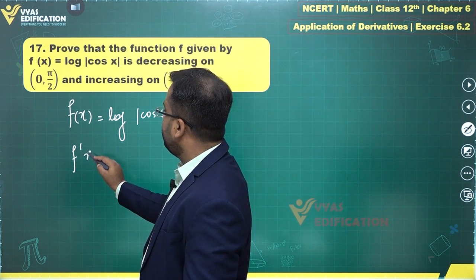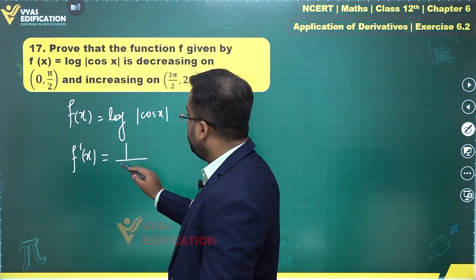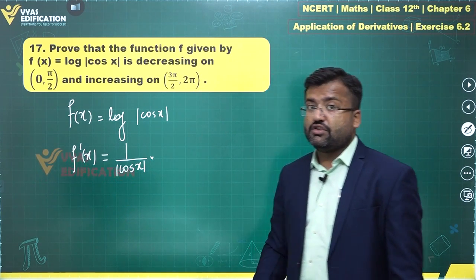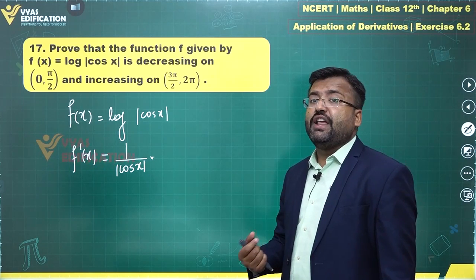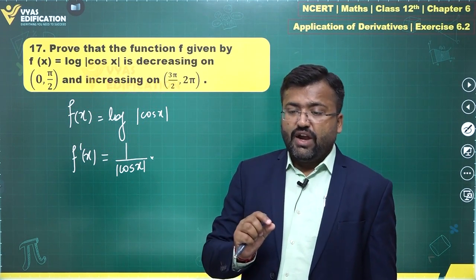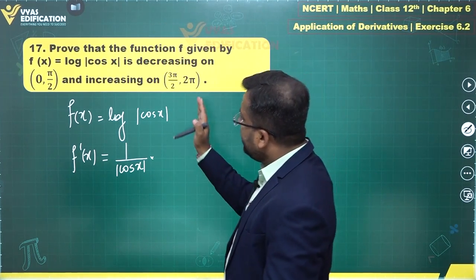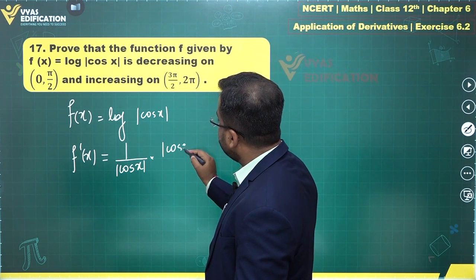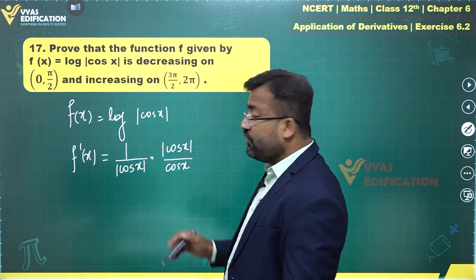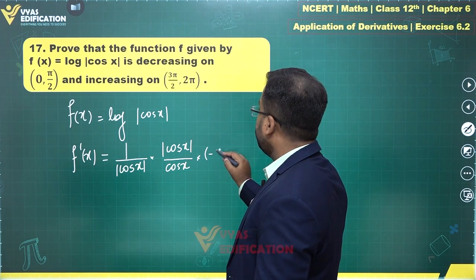So f prime x, what will that be equal to? Now log of something, the derivative is 1 upon mod cos x. What about the derivative of modulus cos x? Now derivative of mod x is slightly interesting. That is simply mod x upon x, where the derivative will not be defined when x is 0. So derivative of mod something will be mod cos x over cos x. This is what I'll get. But still, the chain rule says that derivative of cos x is also required. What is that? Minus sin x.